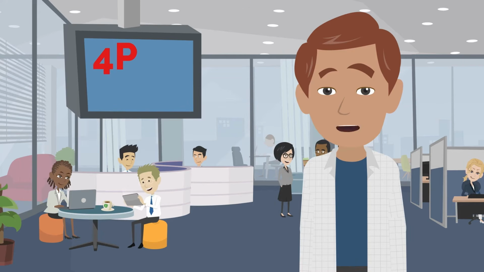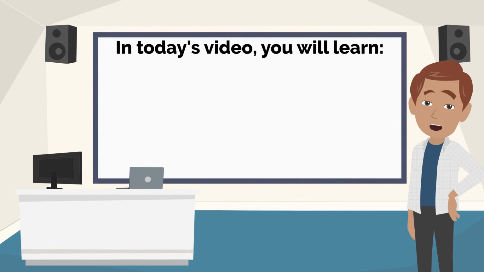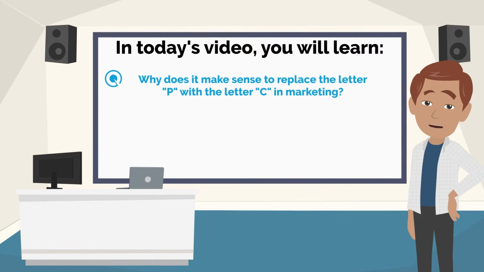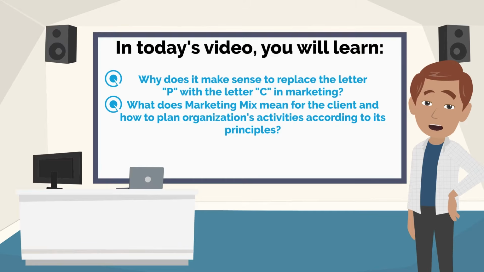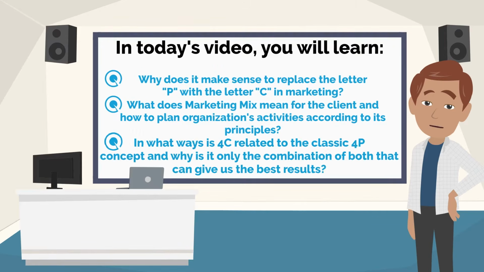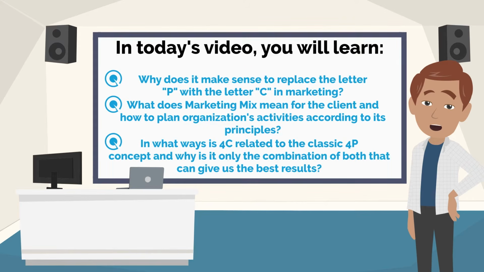This time, after the series about marketing mix and marketing 7P, we would like to discuss a concept that presents marketing instruments in a slightly different way: marketing 4C. In today's video, you will learn: why does it make sense to replace the letter P with the letter C in marketing? What does marketing mix mean for the client, and how to plan organization's activities according to its principles? In what ways is 4C related to the classic 4P concept, and why is it only the combination of both that can give us the best results? So here we go.